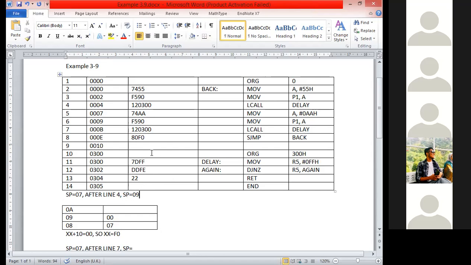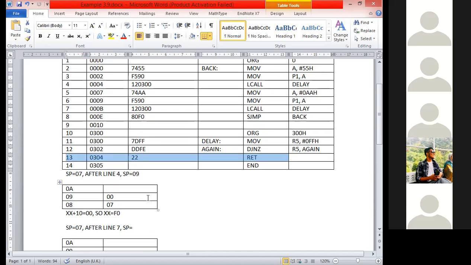After that, you come into this delay subroutine, that is line number 11. You execute all these lines. When you are in line number 13, you execute return, and return is like two pop instructions. That means these two values are popped out, and it gives the address where the MCU should go next. Since it is equivalent to two pop instructions, the value of SP will once again become 7. Have you understood up to this?